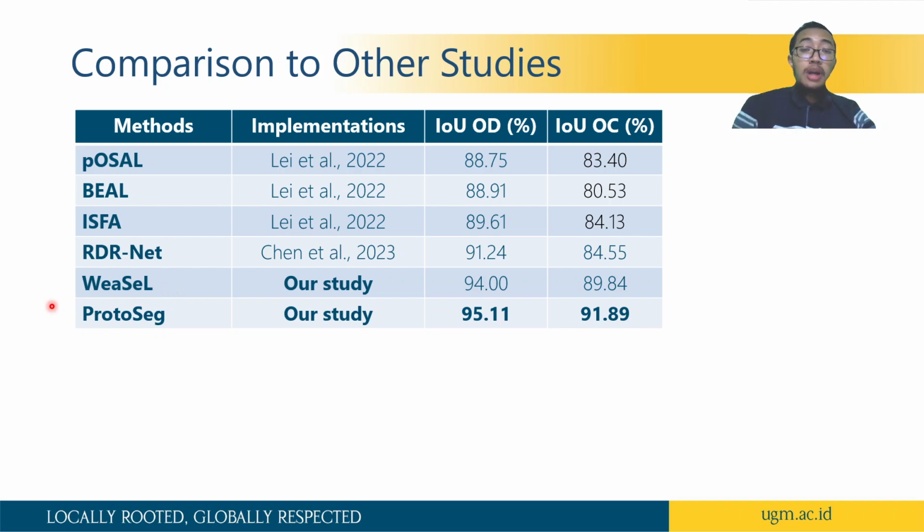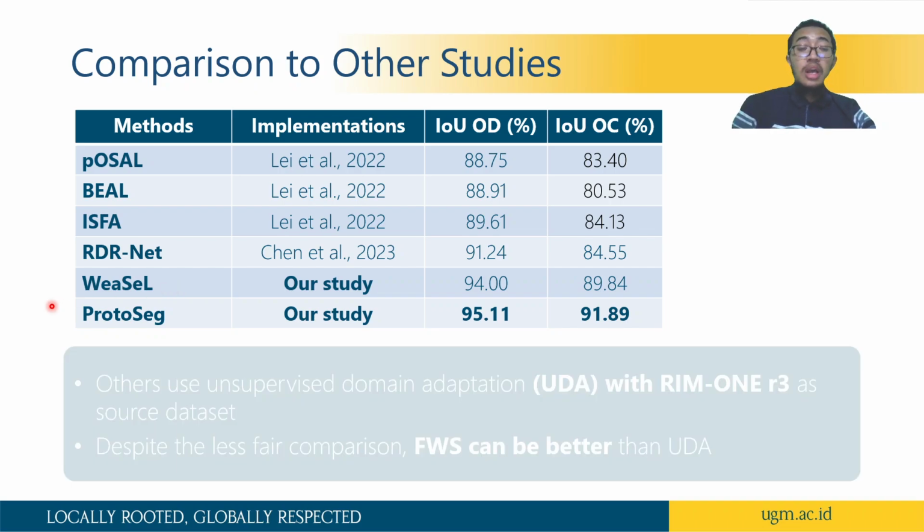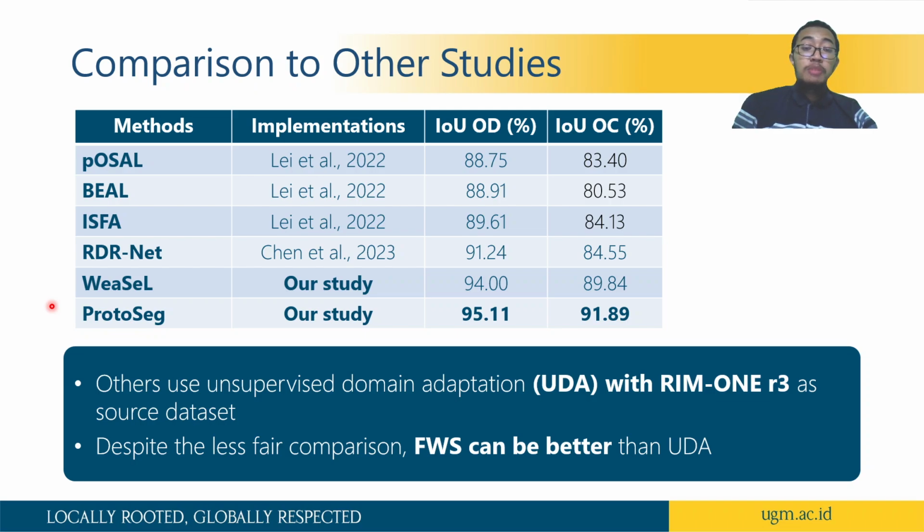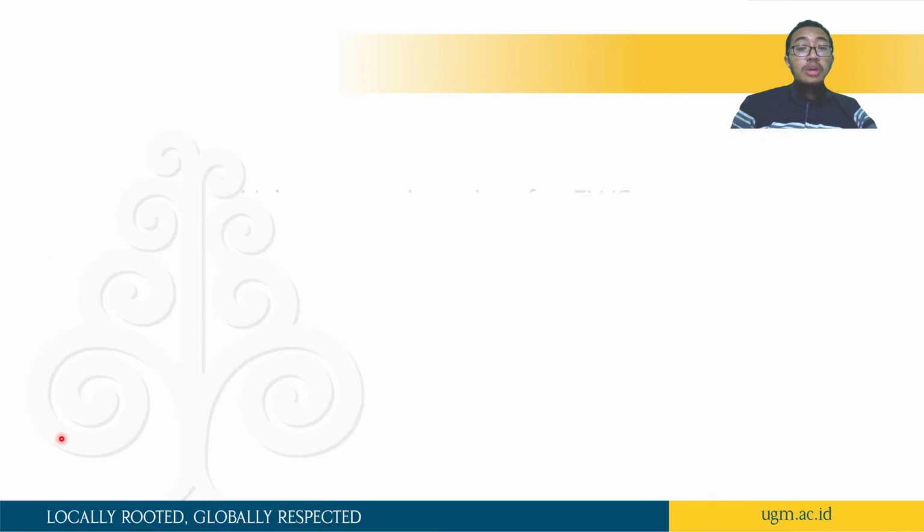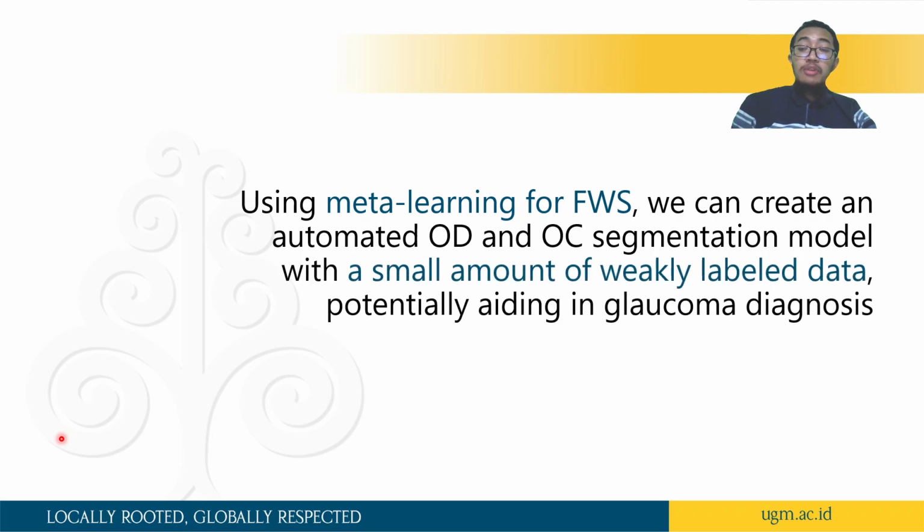We also compare our study with previous studies. Although previous studies use unsupervised domain adaptation with a slightly different dataset, despite the less fair comparison, our approach can be better than the unsupervised domain adaptation approach. So in conclusion, using meta-learning for few-shot weakly supervised segmentation, we can create an automated OD and OC segmentation model with a small amount of weakly labeled data, potentially aiding in glaucoma diagnosis.